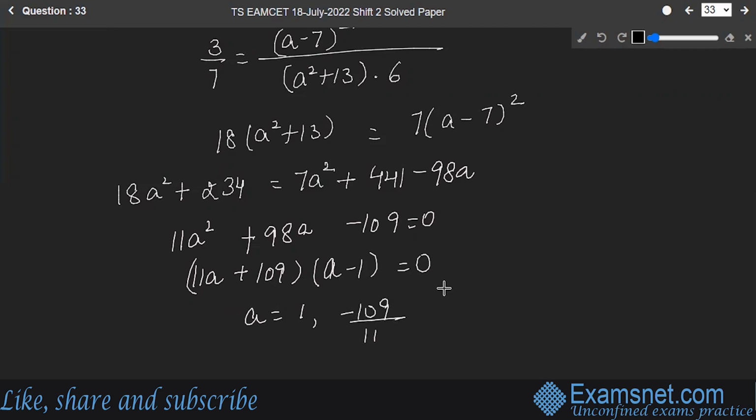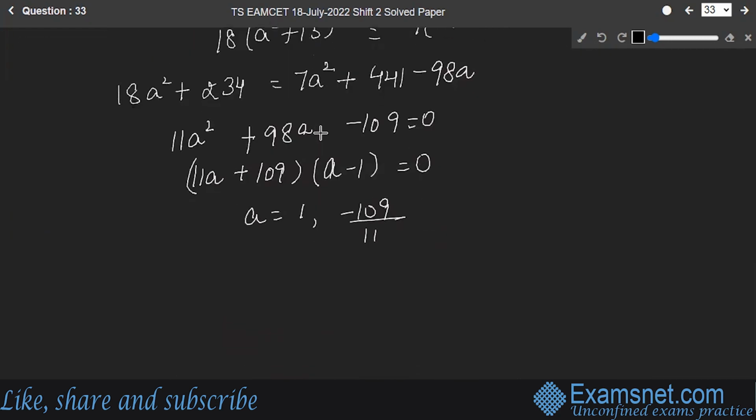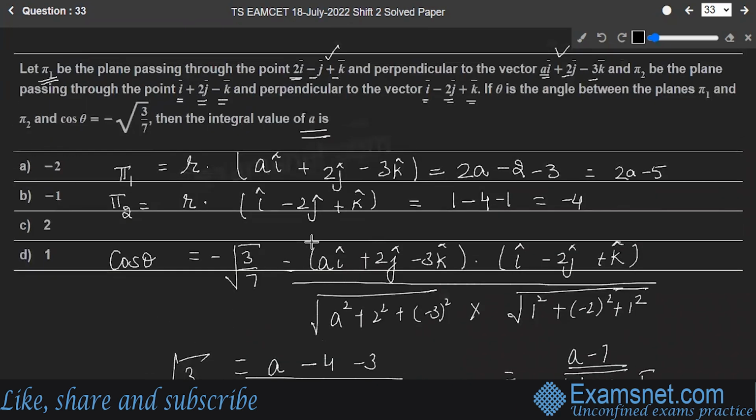Now in the question, what is the integral value of A? That means minus 109 upon 11 is not an integer. We have A equal to 1 as the answer to this question. So option D is the correct answer. Hope you got that. Next is question number 34.